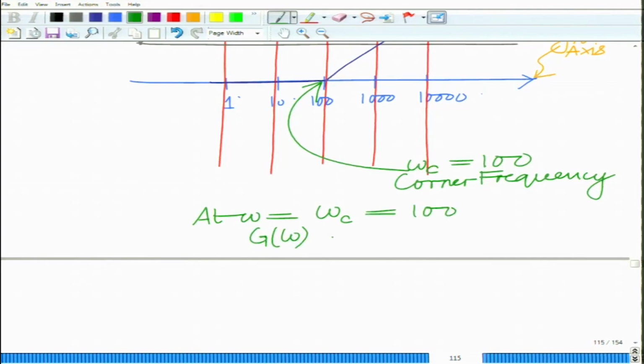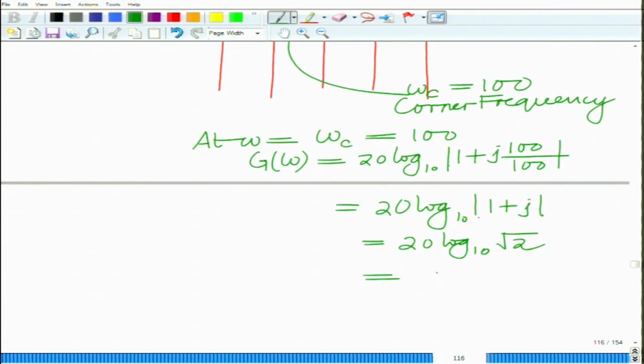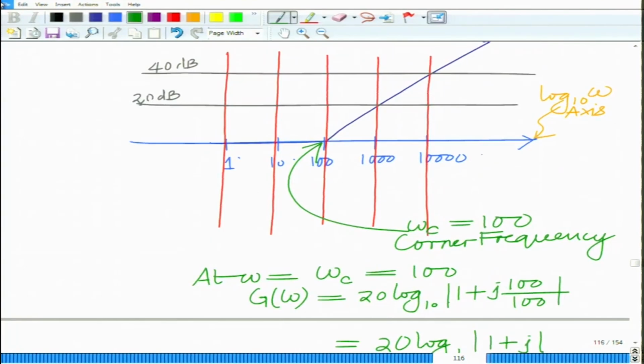g of omega equals 20 log to the base 10 of 1 plus j times 100 by 100, which is 20 log to the base 10 magnitude of 1 plus j, which is 20 log to the base 10 square root of 2, which is basically equal to, you can verify, approximately 3 dB, which is 10 log to the base 10 of 2, and 10 log to the base 10 of 2 is approximately equal to 3 dB. Okay. So, at the corner frequency it is basically 3 dB.